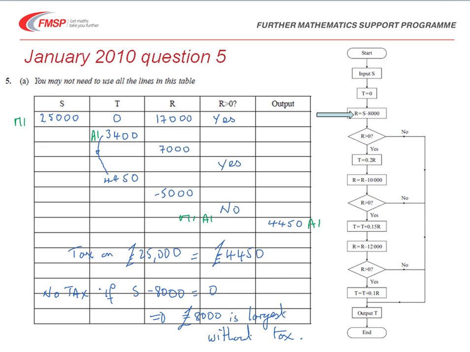There's then a single B mark, so no method involved, for the value of the tax. So if you get that one correct, and then a second B mark for the largest tax-free value.